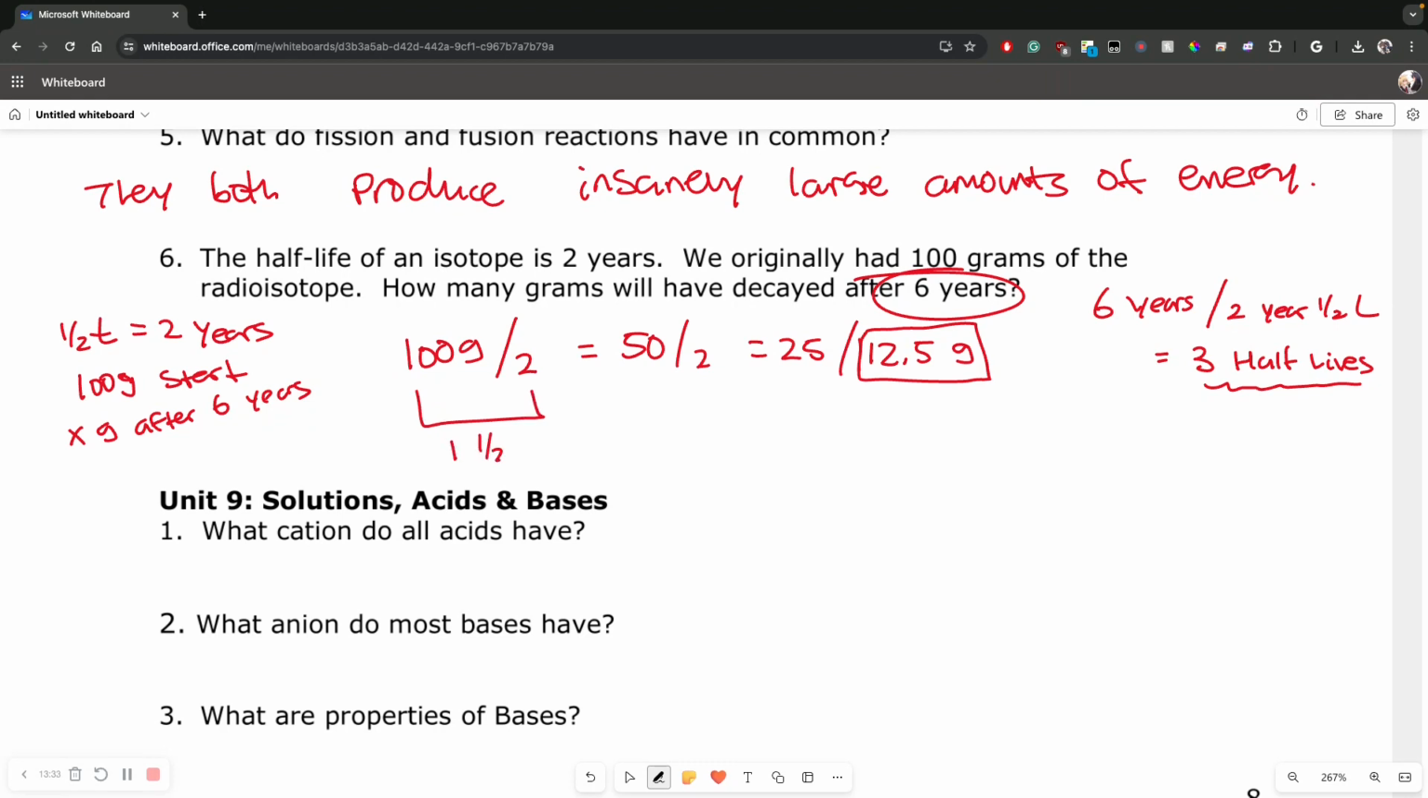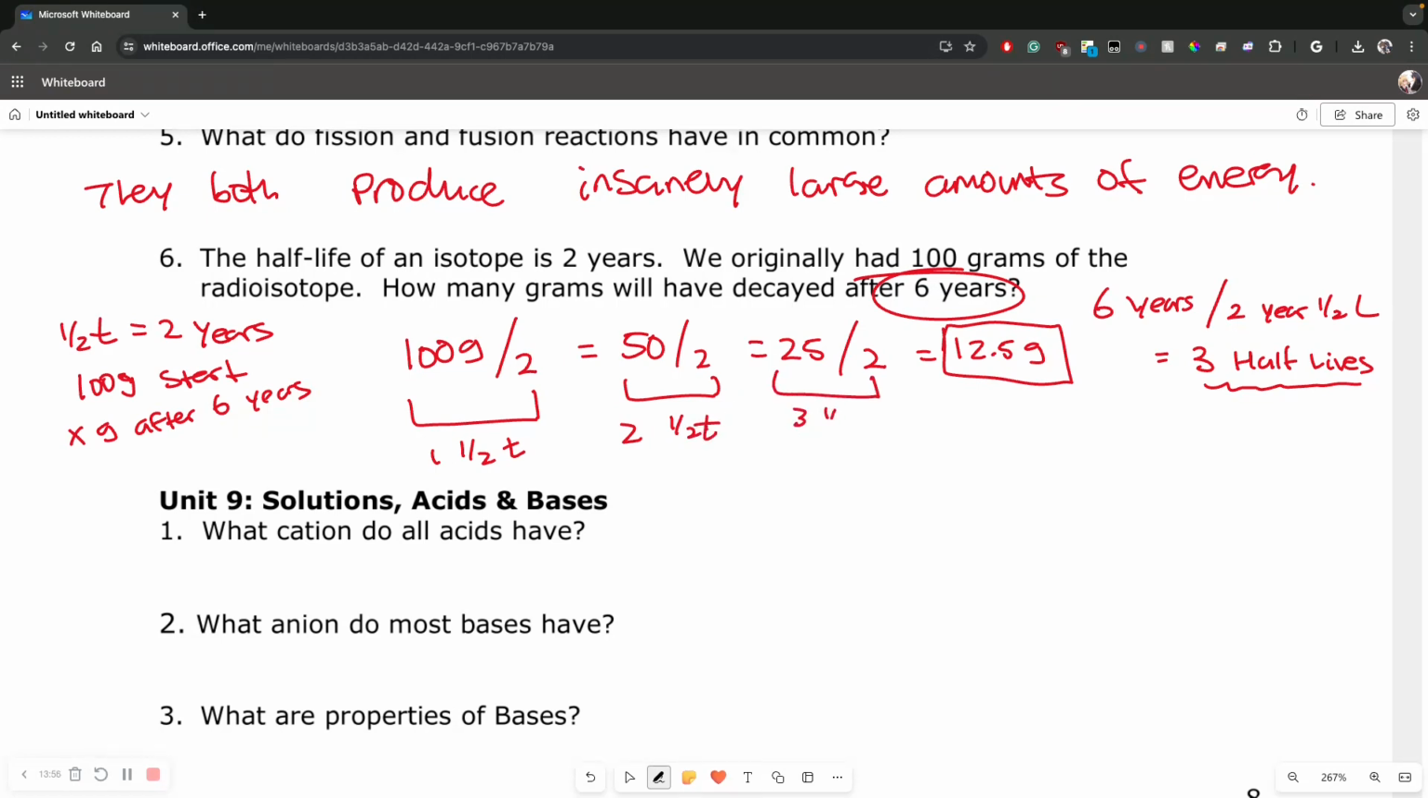Okay, I wrote this wrong. Give me a second. There's supposed to be a 2 there. This is 12.5 grams. There you go. So that is our first half-life. That is our second half-life. And that is our third half-life. And so the answer is 12.5 grams you will have after 6 years.